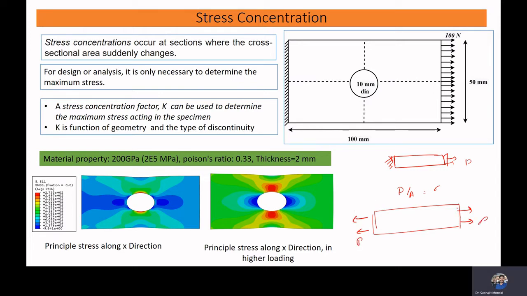You'll observe that there will be some stress concentration at this end, and thereafter the stress is flowing like this. After some distance, you'll observe the stress is uniform in this zone. Probably you can recall that while doing a tensile test, we used to measure our data in this middle zone. Why? Because in this zone, stress is uniform.